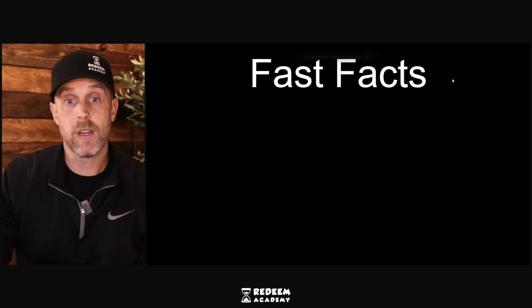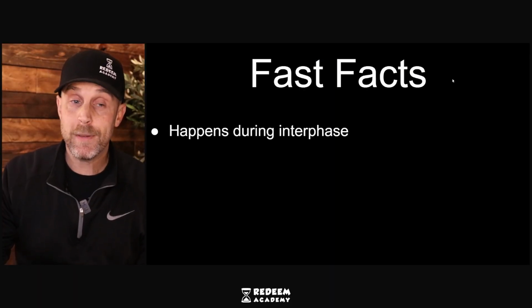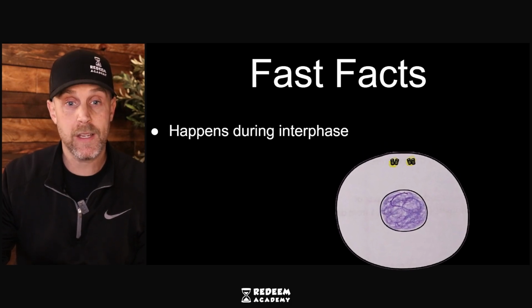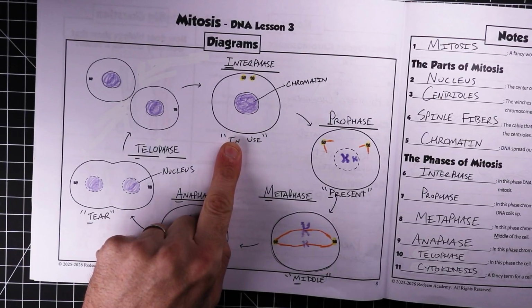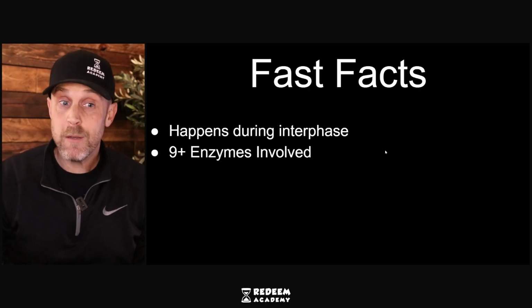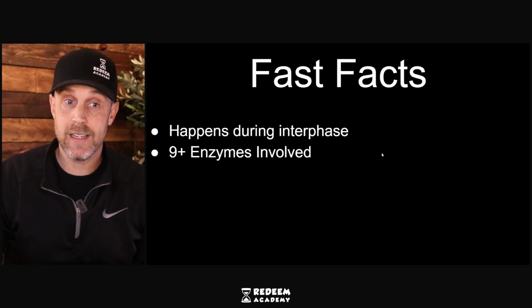Fast facts on replication. So first off, replication has to happen during interphase before the cell has begun mitosis. So remember, interphase is that first part of the cell's life where it's in use and it hasn't started the process of mitosis yet. 9+ enzymes are involved in DNA replication. Now you're about to see this, but enzymes are tiny little machines that come and grab on and do things to the DNA molecule to put it in the right position, to put all the right pieces in place. There's 9 different enzymes involved in humans for doing this.